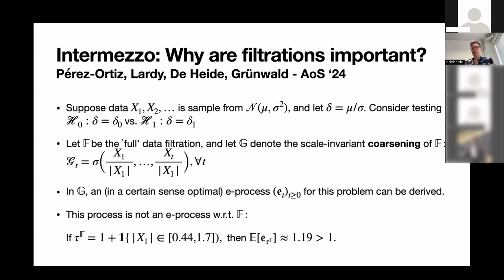Then you see that the expectation is larger than 1. So it's not an e-process anymore. And all these type 1 error guarantees don't hold anymore.